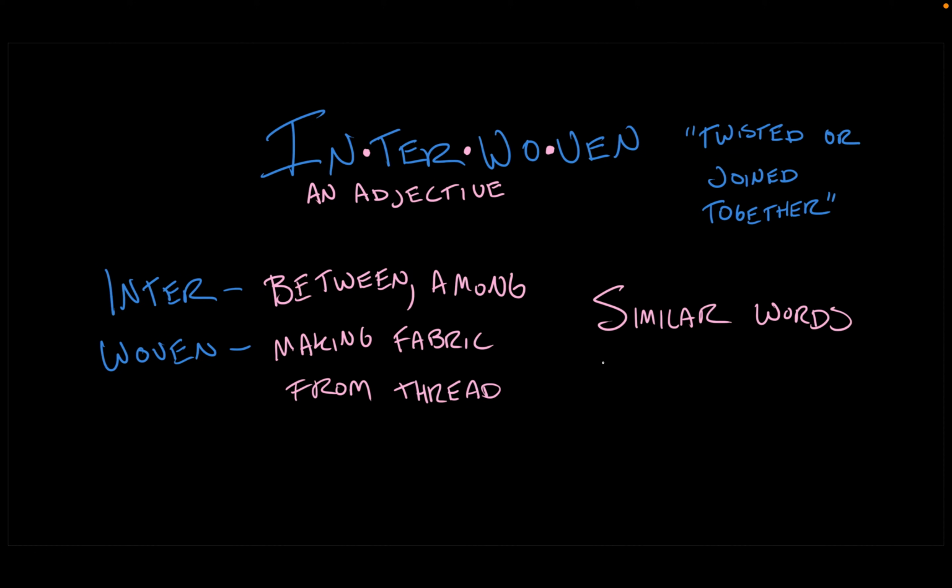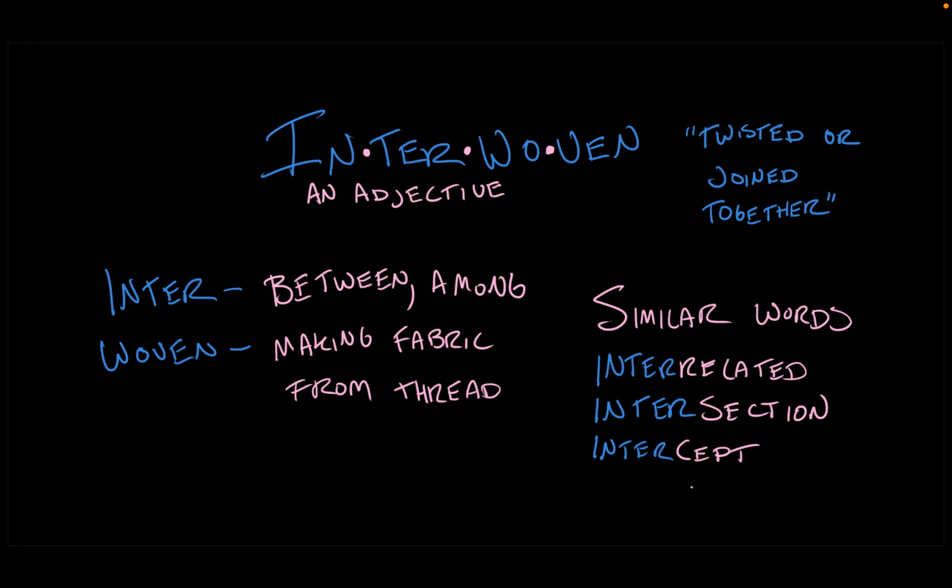Here are three that I came up with. Interrelated, an adjective that means two things are related to one another, right? There's a connection between them. An intersection, a crossroads where two roads cut into each other. That's what sect means. It's from secare, to cut. So intersection. Intercept, which is a verb that means to catch something on its way to somewhere else.